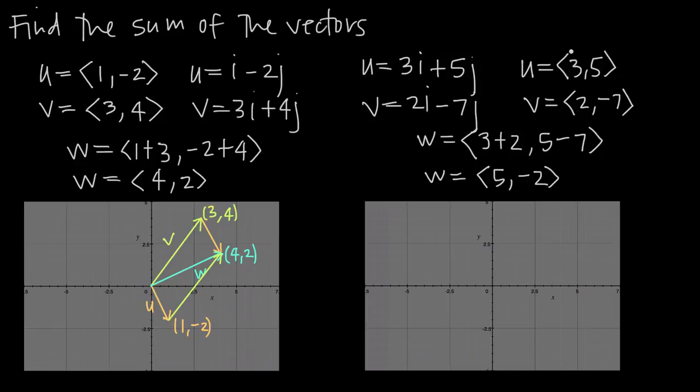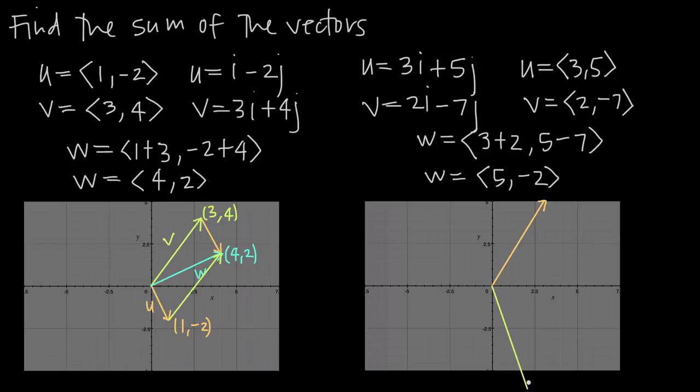And if we wanted to sketch that, we would say that u is 3, 5. So we would come out here to 3, and then we would come up to 5, and our vector would look like this approximately. And then if we wanted to sketch v, we would start at the origin, and we would go over 2, and then down to negative 7, which is off of our graph a little bit, but it would look something like this.